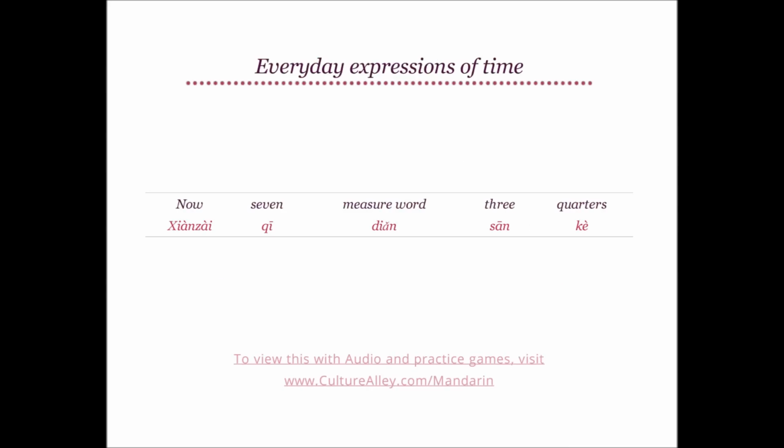Now let's see how we say it. It's 7:45 in Mandarin literally becomes now 7, measure word 3/4, making the breakup as follows. Now is translated as 现在, while 7 is translated as 七. The measure word becomes 点. 3 translates as 三. And lastly, quarter becomes 刻.